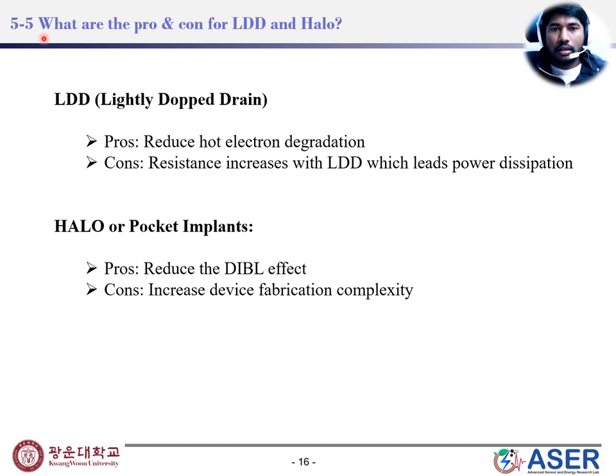What are the pros and cons for LDD and halo? LDD means lightly doped drain. The pro: it reduces hot electron degradation. And the con is that resistance increases with LDD, which leads to power dissipation. And halo or pocket implantation: the pro is that it reduces the dipole effect, and the con is that it increases device fabrication complexity.